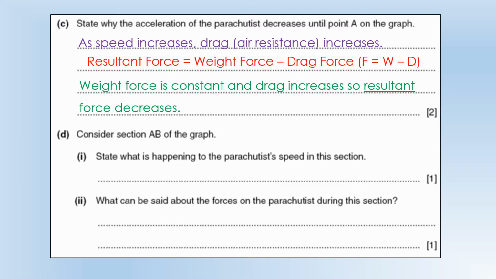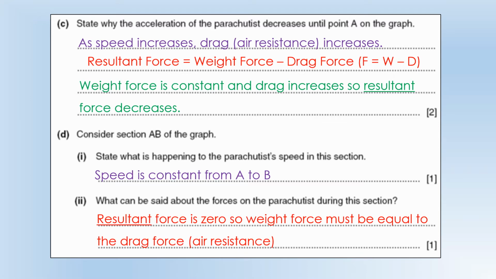Consider section AB, so that's the horizontal section of the graph. State what is happening to the parachutist's speed in this section. Well, it's staying the same. It stays at the same value the whole time. And what can be said about the forces during this section? Well, the resultant force must be 0 if speed is constant, so weight force must be equal to drag force.